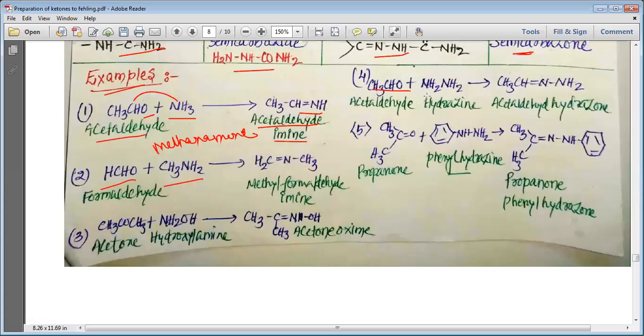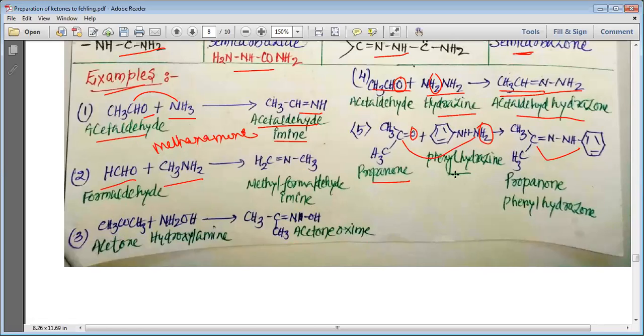If we have acetaldehyde and allow it to react with hydrazine, we will get acetaldehyde hydrazone. The process is very simple. These two hydrogens are removed, the oxygen is removed, a water molecule is removed, and the double bond is formed. In the same way here, you can see these two hydrogens are removed, this oxygen is removed, and then there is a double bond between this carbon and nitrogen.